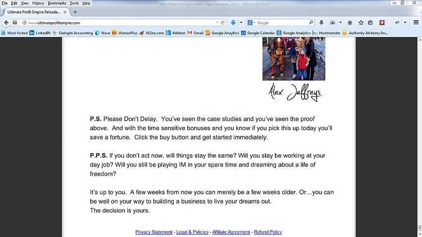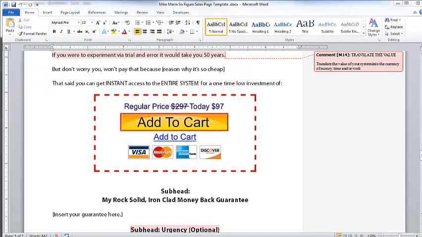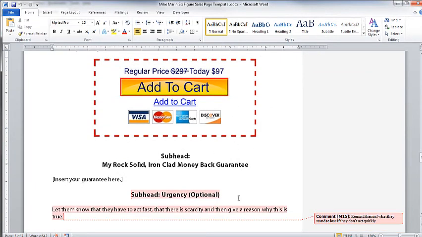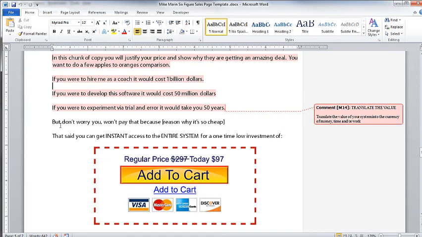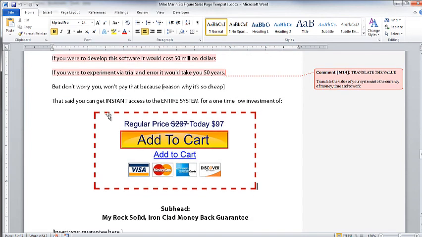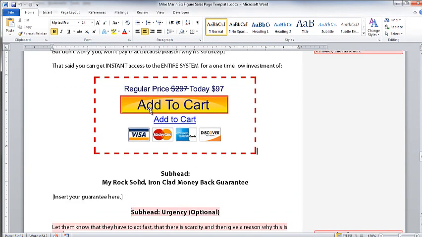Done. So let me just show you. We'll go back to the template. So boom, right there. Here's the reason why. That said, you get instant access. So again, when you're doing this for your own, you're just going to have your own reasons why, your own value justification, but you're going to follow this formula. Really important. If you do this, your sales copy is going to be rocking.